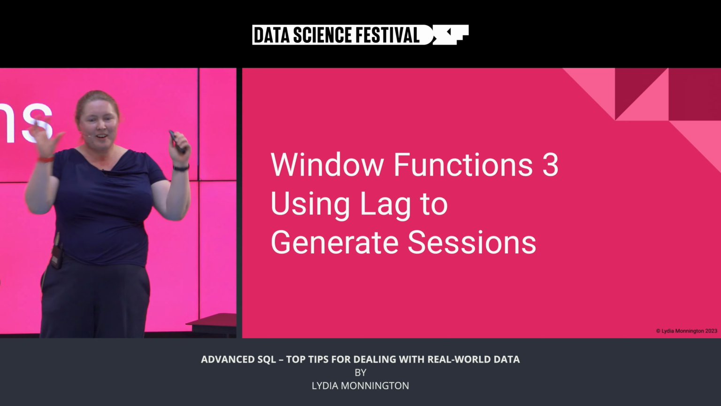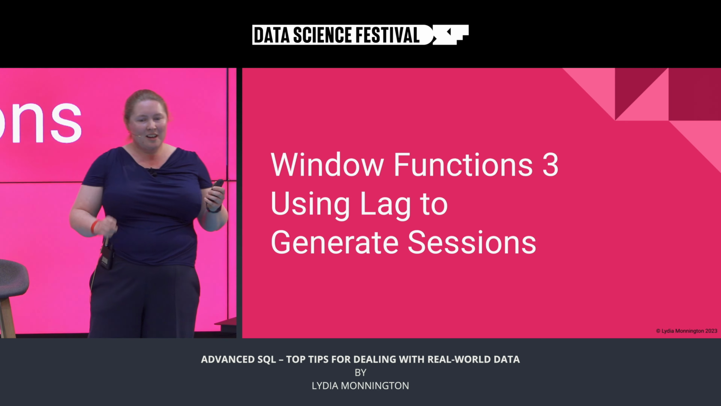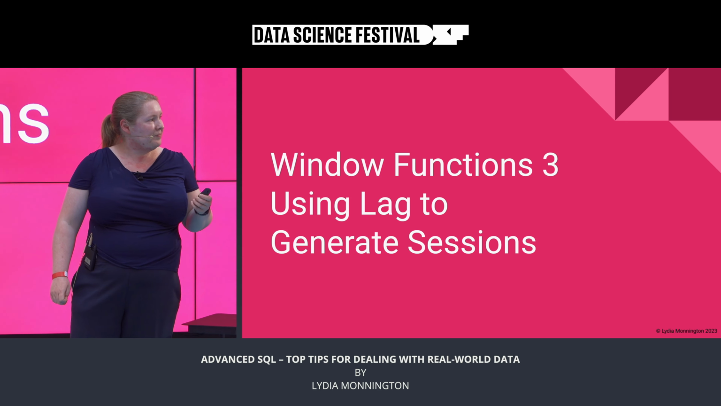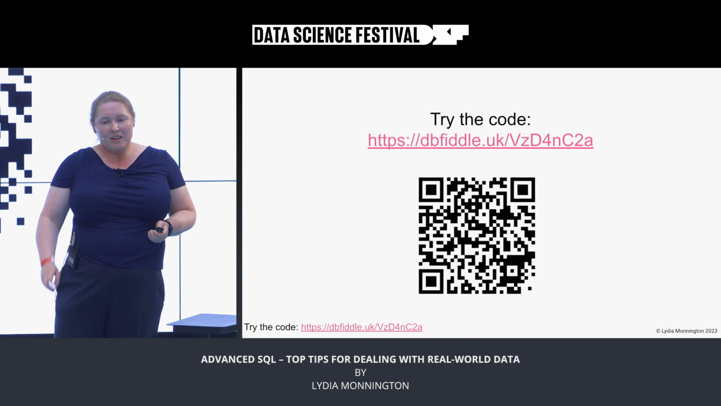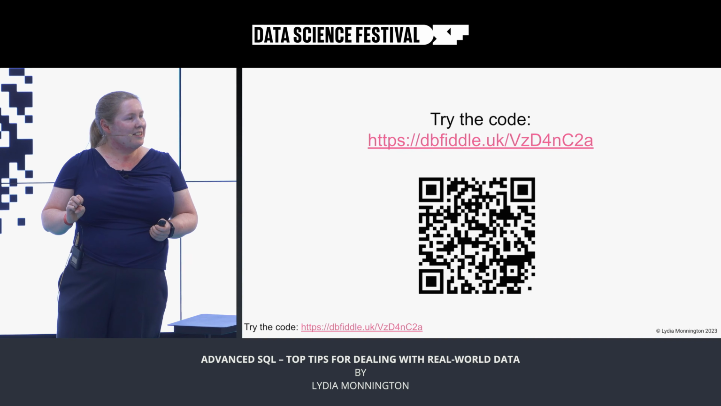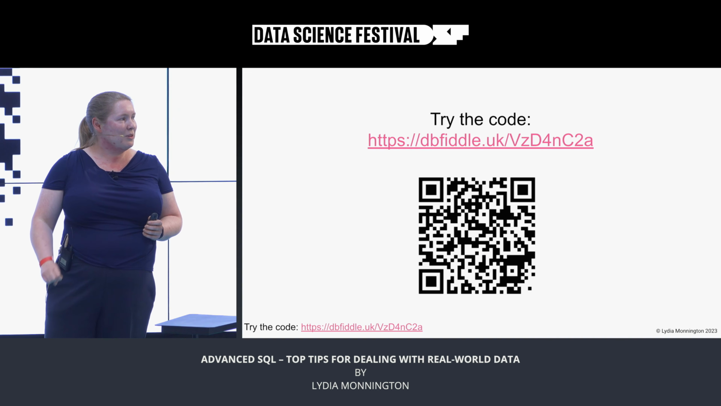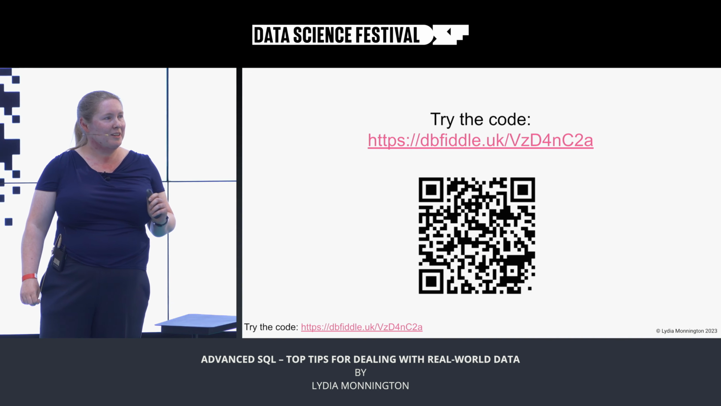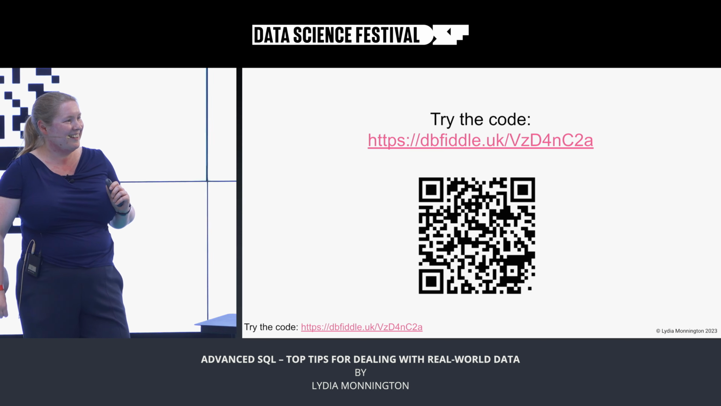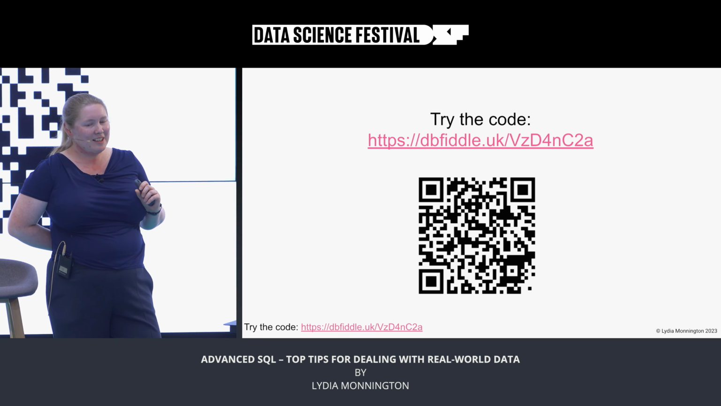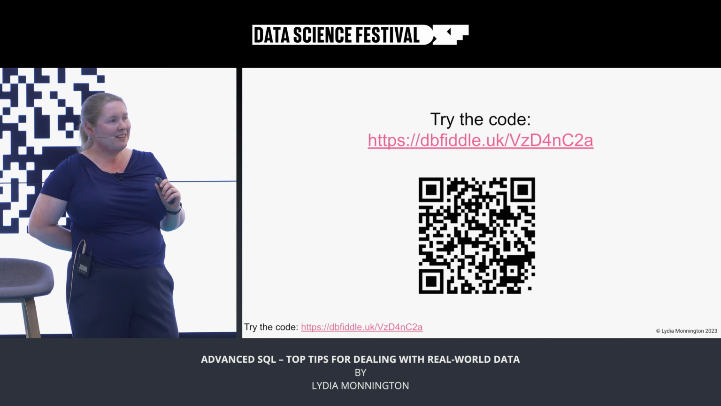Cool. So now on to the final bit, using window functions to generate sessions. So again, if you want to use the QR code, go for it. I can see some cameras, so I'll do this. This one, we need to use window functions about 4 times to get where we're going. So I'll give people a second. OK.